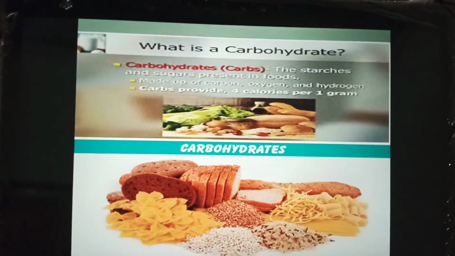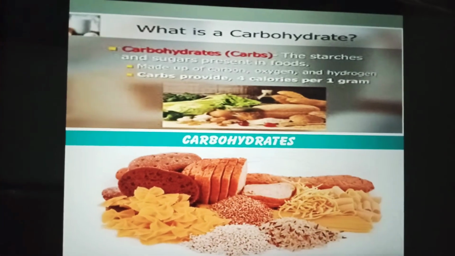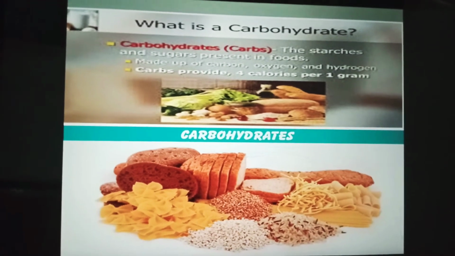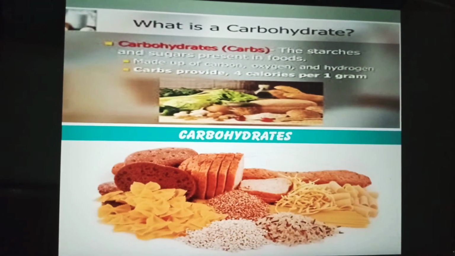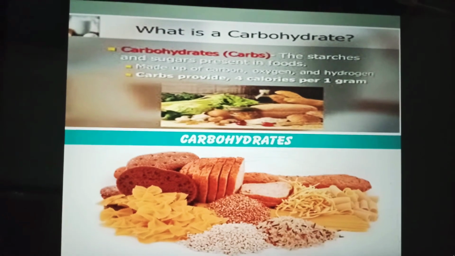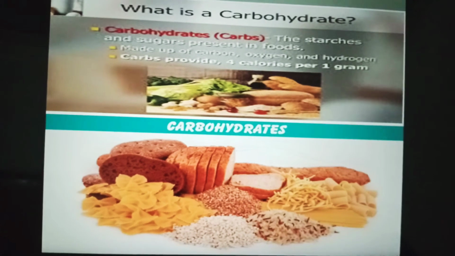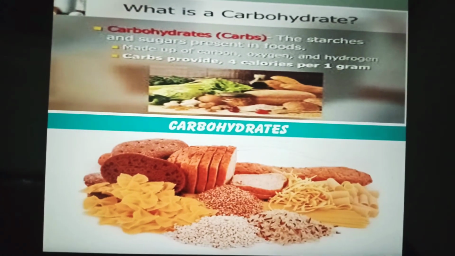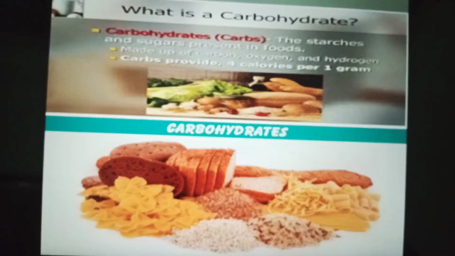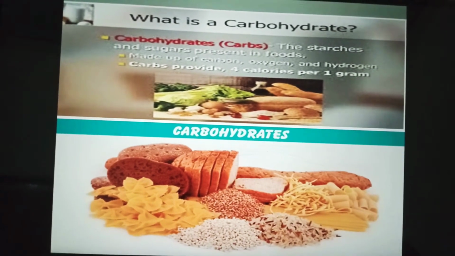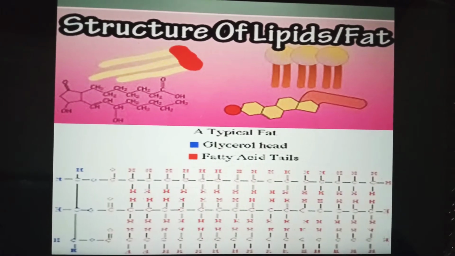Humans get carbohydrates from foods like bread, pastas, beans, potatoes, bran, rice, and cereals. And carbohydrates are the most common source of energy. Proteins and lipids are vital building components of our body, but they can also be used for energy. And now I will discuss lipids.